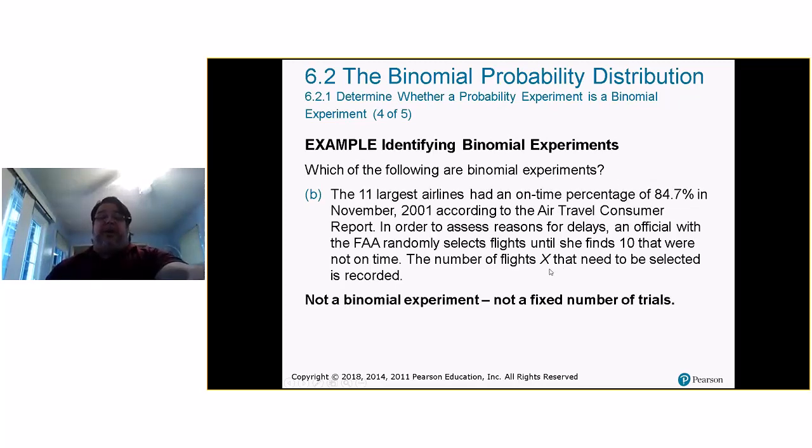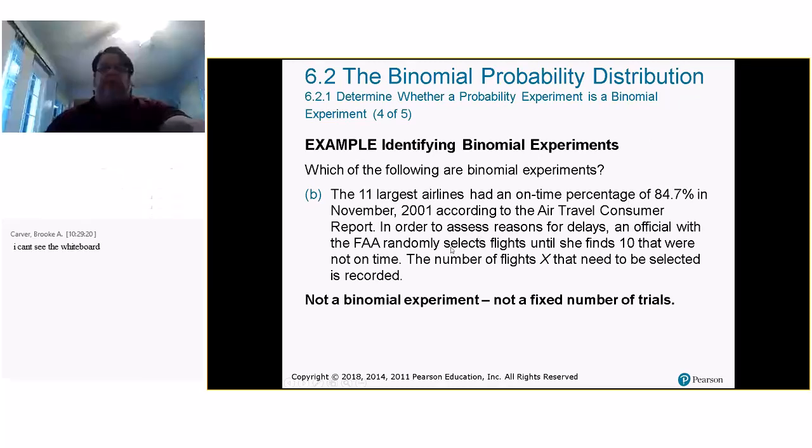This is not a binomial experiment because it's not talking about a fixed number of trials. It says 11 airlines. Well, 11 airlines is nice, but that's not a fixed number of trials.